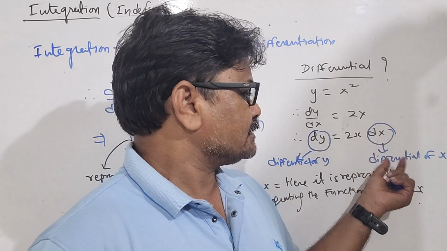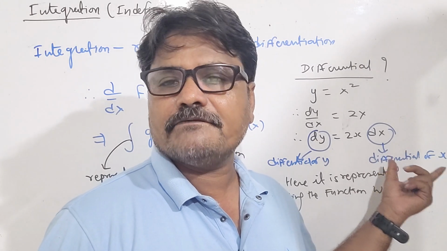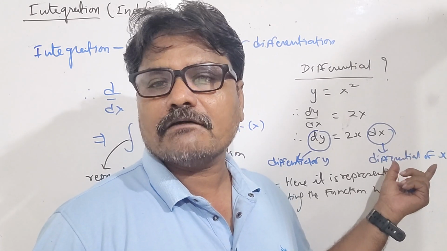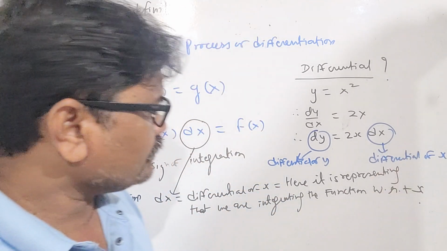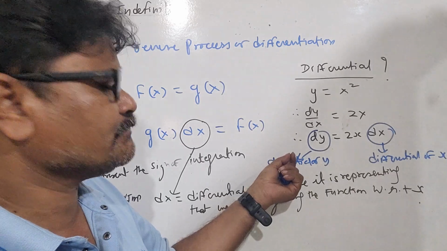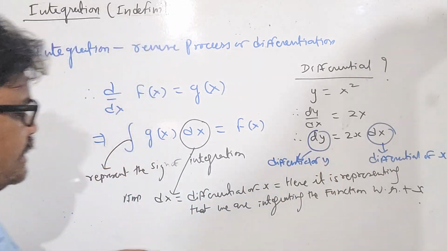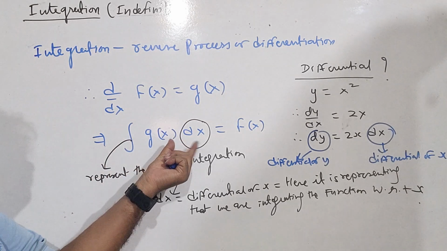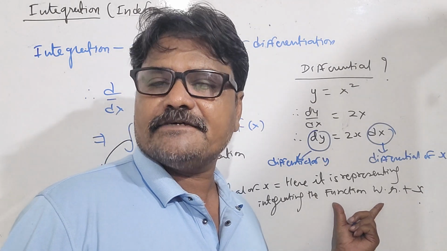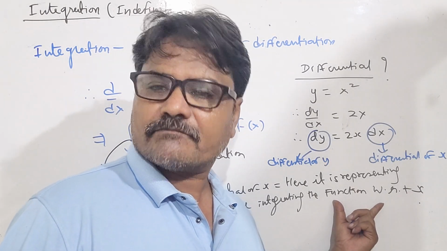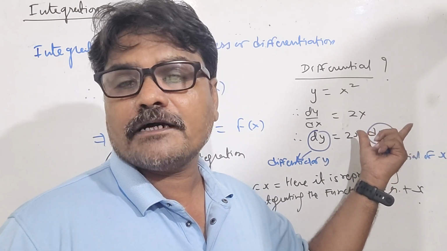This dx is the differential of x, and this is a very, very small part of x. You can understand it in that way, correct? Similarly, dy is a very, very small part of y. So here in the integration sign, whenever dx is there, that represents that we are integrating the function with respect to x. But in fact dx is a very, very small part of x.